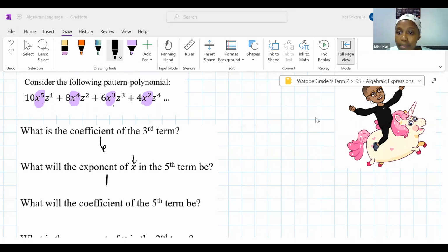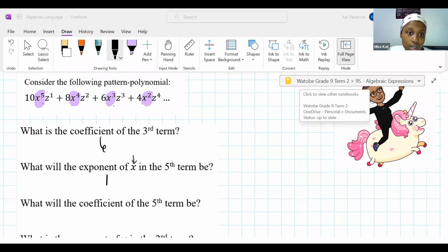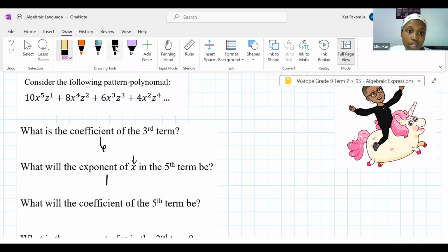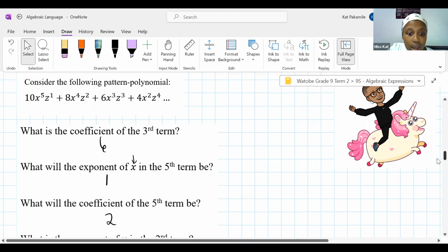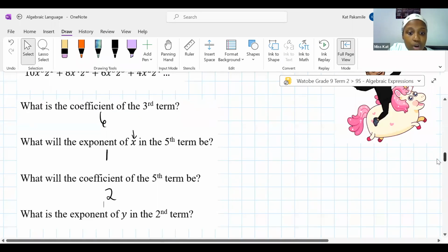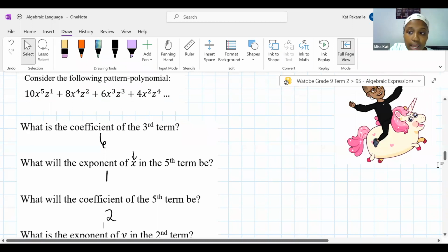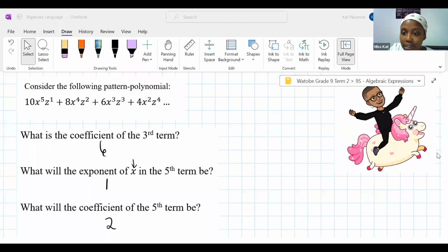Okay, Mamelo. Ma'am, what would the coefficient of the fifth term be? Now we're looking at coefficients. It would be 2. Thank you very much. Because we're going down by 2, so it would be 2. Yes. The next is, what is the exponent of y in the second term? Y in the second term. Let's see if we're going to get this one. Tammy?